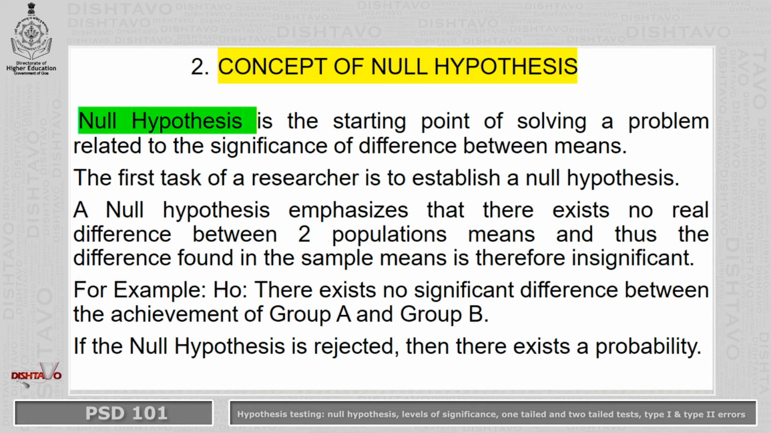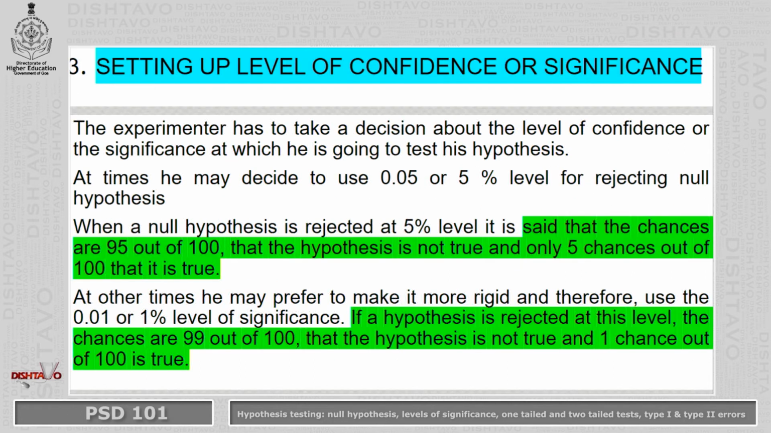Now, if this null hypothesis is rejected, then there exists a probability that there is a difference between the means. The third concept is setting up a level of confidence or significance. Each and every experimenter has to take a decision about the level of confidence he wants to use to test his hypothesis. At times, this researcher may decide to use 0.05 or 5% level for rejecting the null hypothesis.